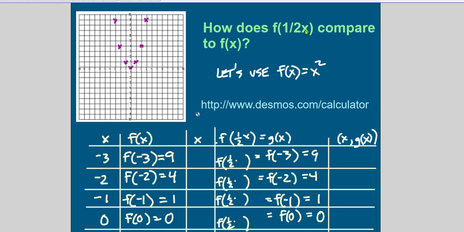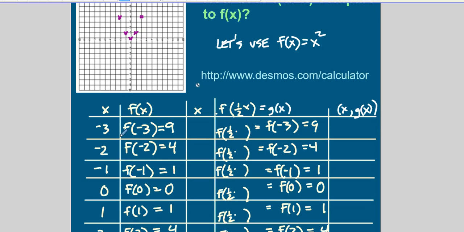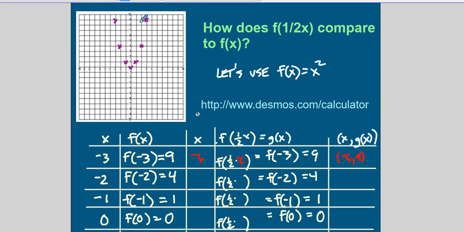So how does f of 1/2 x compare to f of x? Again, we're going to use f of x equals x squared. Well, now, so again, we know this, -3 squared is 9. Well, to get -3 from 1/2, this is going to be -6. So this is now going to become, instead of -3, 9, it becomes -6, 9. So this thing gets stretched away to twice the distance that it was. So this is -3, so this is going to go to -6 here. So our point gets pushed away from the y-axis by twice what it was previously.